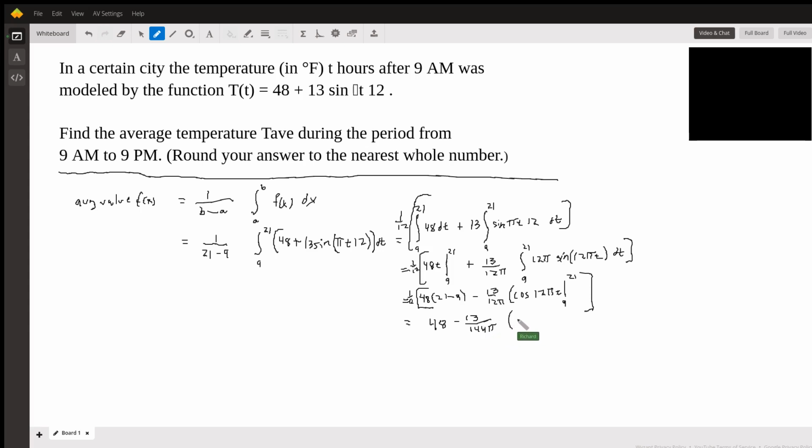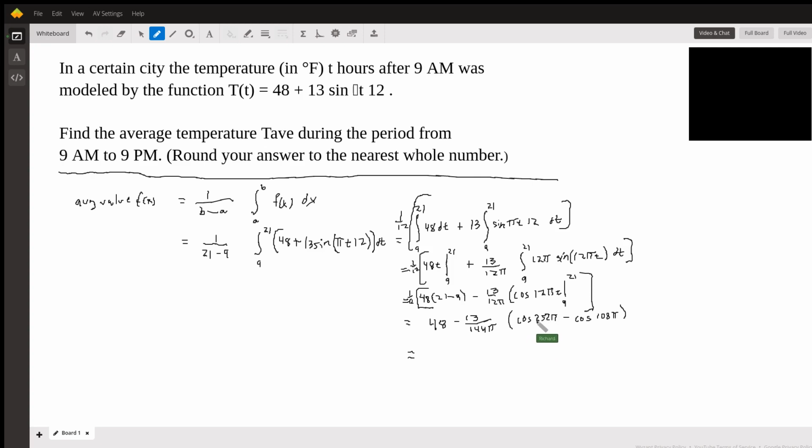times cosine of 21 times 12, which is 252 pi, minus cosine of 9 times 12, which is 108 pi. Okay, so I accounted for the 12 here and here.